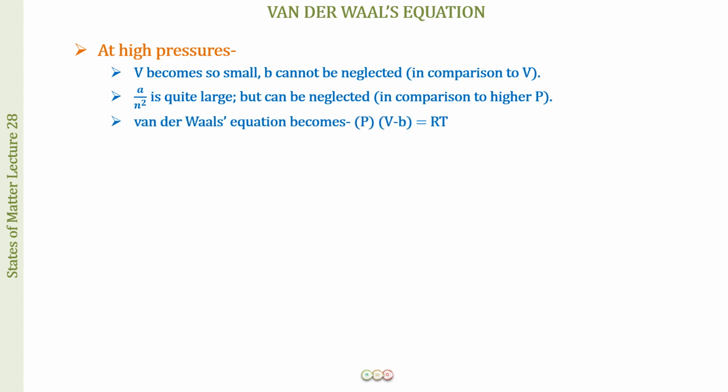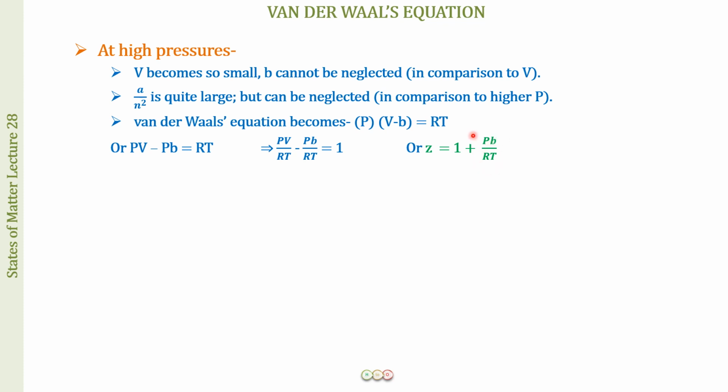Fine. So the equation now becomes P into (V minus b) equal to RT for 1 mole of a gas, and for n moles, it is P into (V minus nb) equal to nRT. If you solve this further, you get PV minus Pb equal to RT. Divide this throughout by RT. You get PV by RT minus Pb by RT equal to 1. And PV by RT is the compressibility factor Z. So just put the value here as Z. Z is equal to 1 plus Pb by RT.